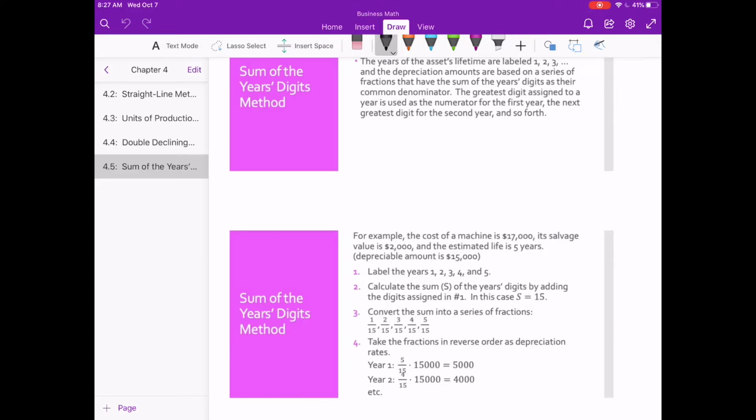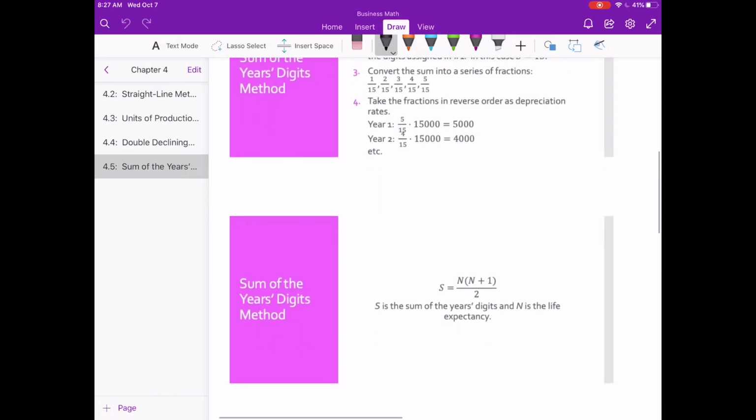So for year 1, our fraction is 5/15. Multiply that by the $15,000 to get that it depreciates $5,000 in the first year. Year 2 is 4/15 times the depreciable amount, which is $15,000 still, and we get $4,000, and that goes on and on until you've reached the end of its lifetime.